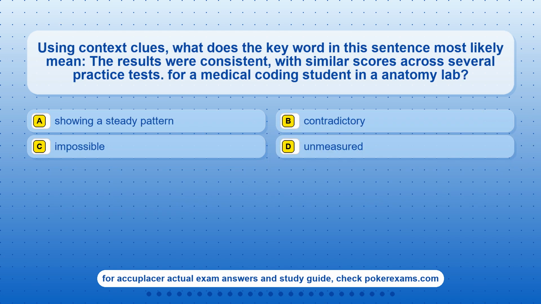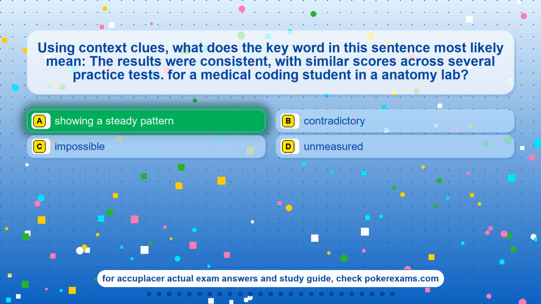Question 17. Using context clues, what does the key word in this sentence most likely mean? The results were consistent, with similar scores across several practice tests. For a medical coding student in an anatomy lab? Option A. Showing a steady pattern. Option B. Contradictory. Option C. Impossible. Option D. Unmeasured.